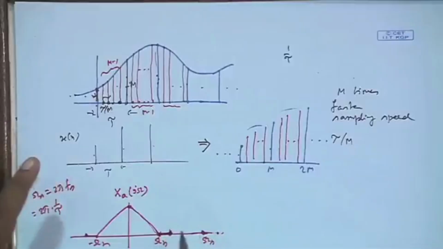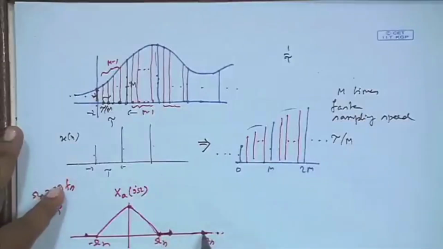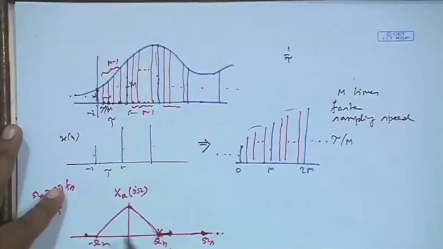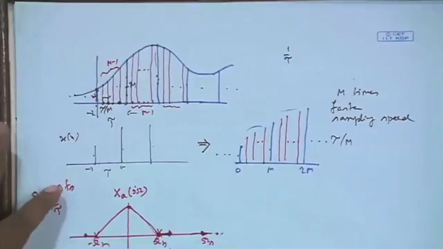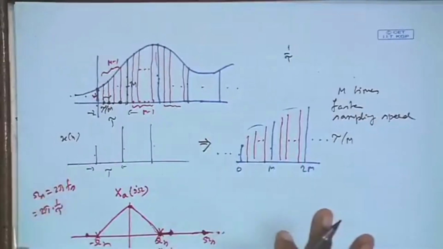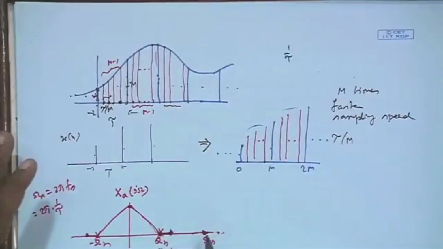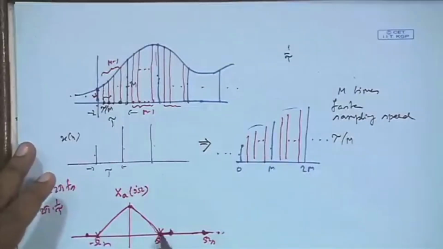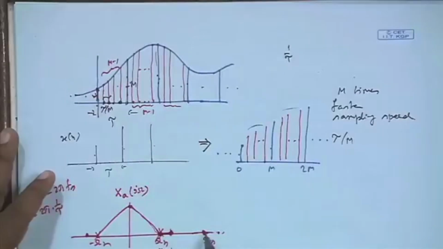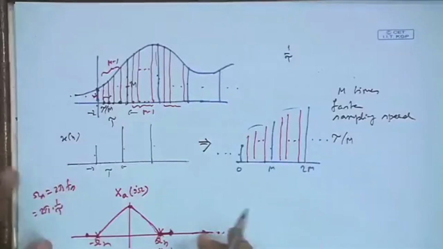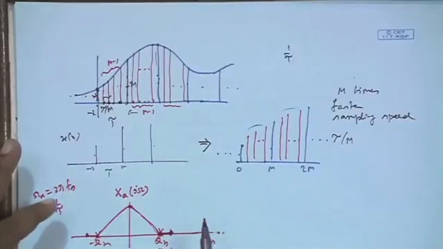But in our case, I am just taking the example where omega s is here and this point is equal to omega s by 2. There is no question of aliasing, because omega s is twice omega h, the band limiting frequency, and the original Fourier transform has magnitude 0 beyond here. So the sampling frequency is twice the band limiting frequency, which is the Nyquist rate. No problem, no aliasing.